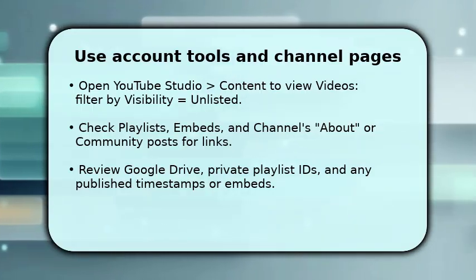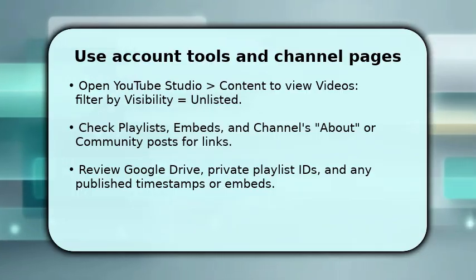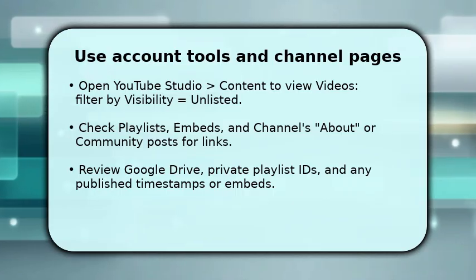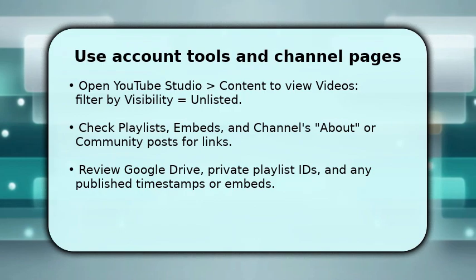If you can't access Studio, inspect the channel's public pages for playlist embeds, community posts, or about links that may contain the URL. Also search Google Drive or other storage where the uploader may have saved links or embed snippets. Once located, open the link. Make sure you're signed into the intended account if playback is restricted.